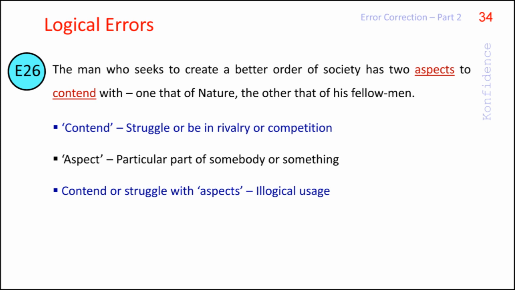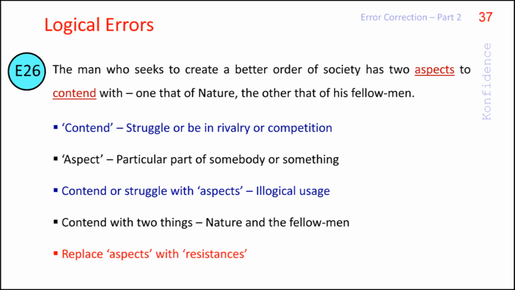According to the sentence, the man has to contend with two things. They are the nature and the fellow men. They are a resistance the man has to contend with. When we try to change this society, the nature and fellow human beings show an initial resistance. This is quite natural. Hence, the right word to be used in the place of aspects is resistances. The proper interpretation of the word contend helps us to find out this logical mistake.